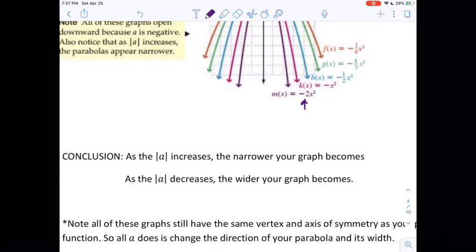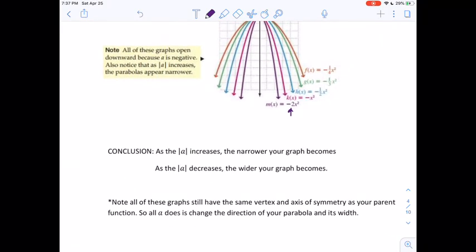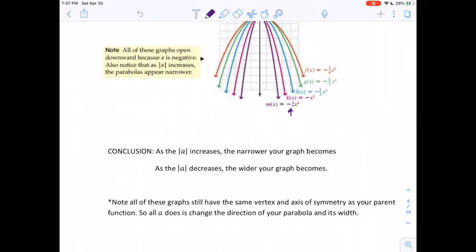going to become. Okay, note that all of these graphs still have the same exact vertex and same exact axis of symmetry. So the x equals 0 is right down the middle of all of those parabolas. And it's the same as your parent function, the x squared graph. So they all share the same vertex. So all a is changing is the direction of your parabola, so whether it's up or down, and it's determining its width. That's it. So that's all a does in your equations.